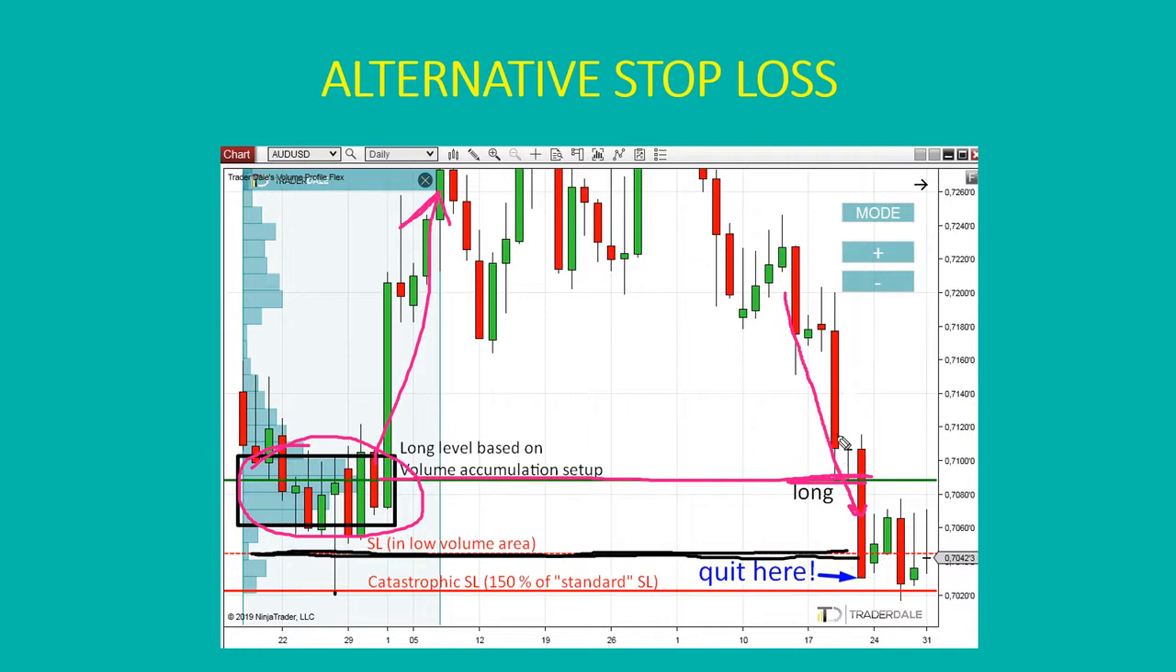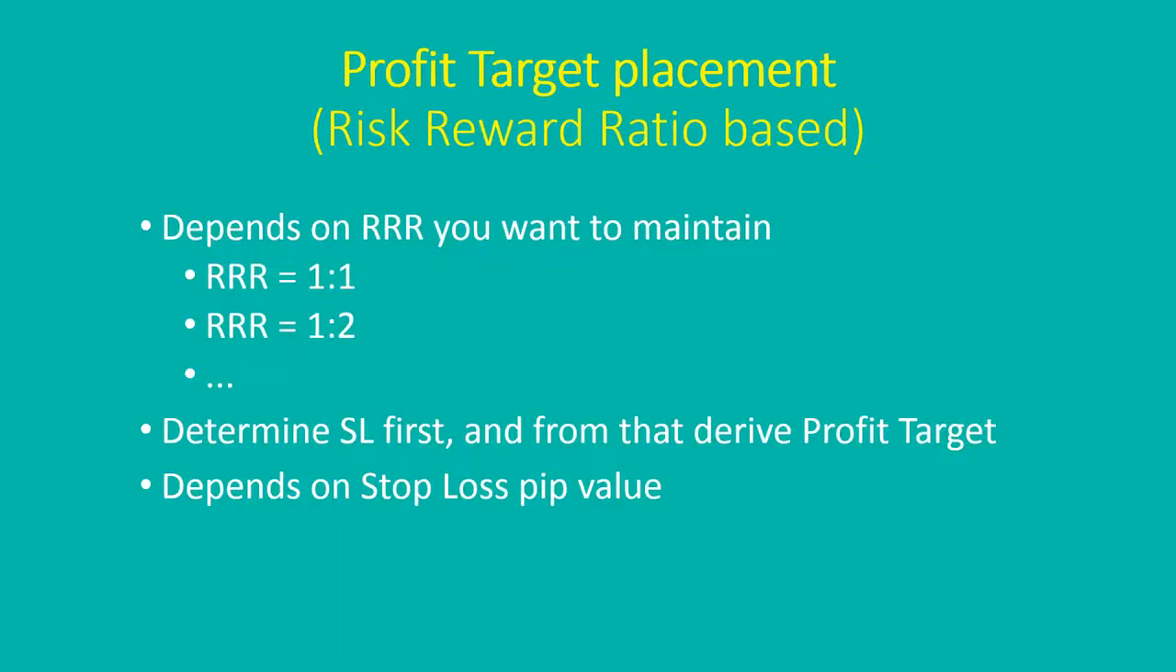What happened is that the price went past the entry point, past the stop loss, and at this point I still held the trade, but when the daily candle closed below this line, below the standard stop loss, I quit the trade at the daily close, right there. This is where you quit the trade. Alright, you quit it manually. You don't wait until the price hits the catastrophic stop loss. You close it when the daily candle closes below your standard stop loss. Alright, so that's for the alternative stop loss.